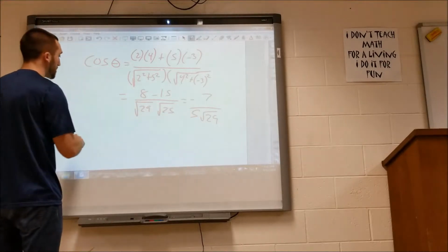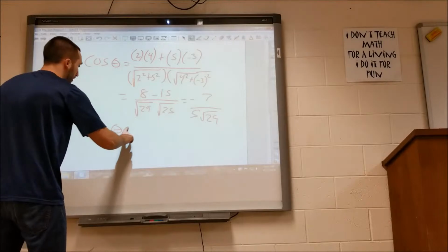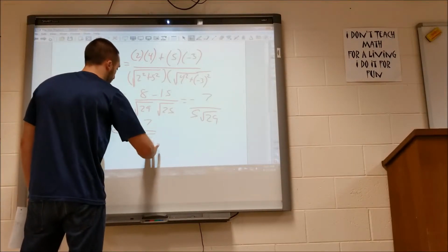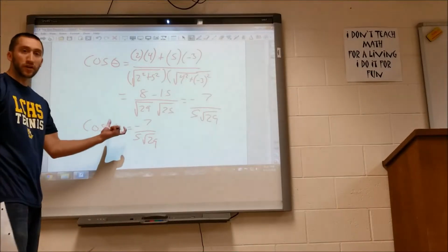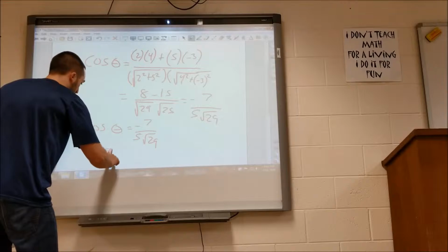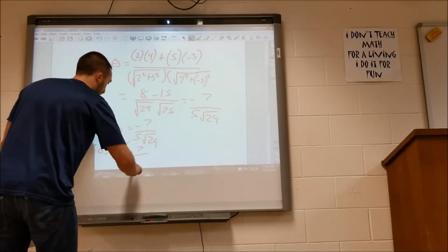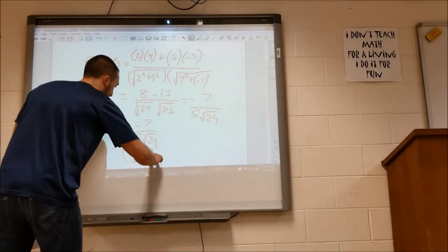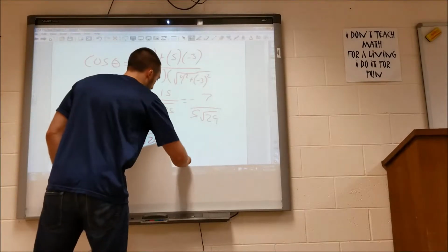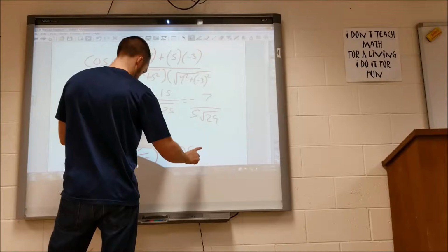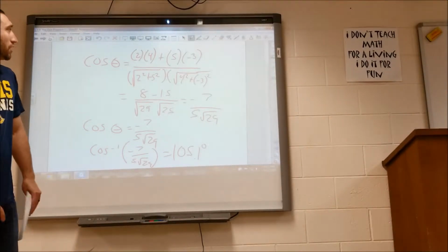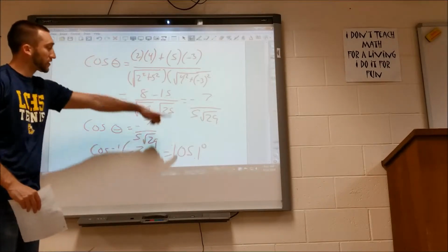So this is actually equal to the cosine of theta. Cosine of our angle is equal to -7 over 5 radical 29. And then remember, if we're looking for an angle, we take the inverse cosine. So inverse cosine of -7 over 5 radical 29 gives us an angle of 105 degrees, 105.1 degrees. Okay? So we have found the angle between these two vectors.